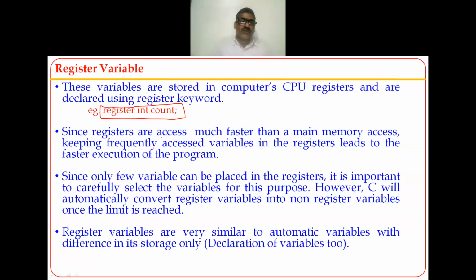Why? Because if you are storing the variable in CPU registers, they are much faster to access than main memory. Since only a few variables can be placed in the registers, it is important to carefully select the variables for this purpose. However, C will automatically convert register variables into non-register variables once the limit is reached. So register variables are very similar to automatic variables, with the difference only in storage and the declaration of variables.